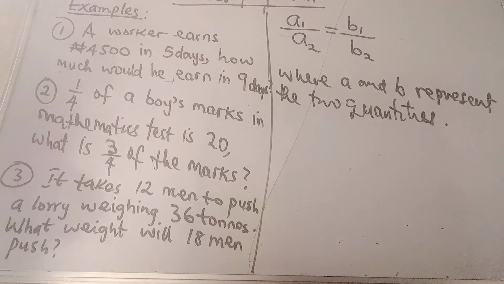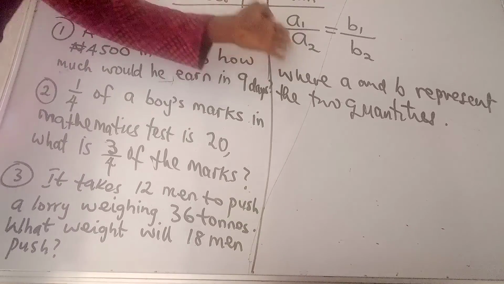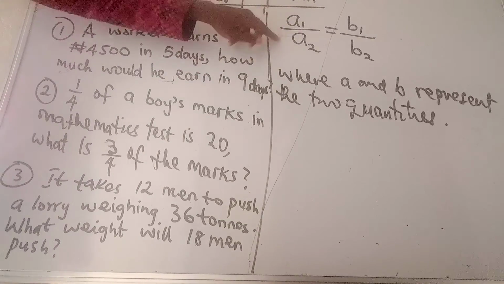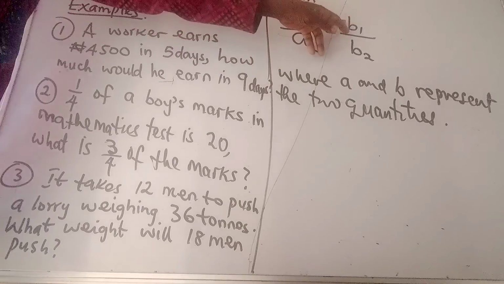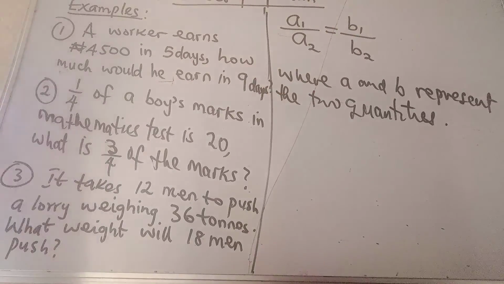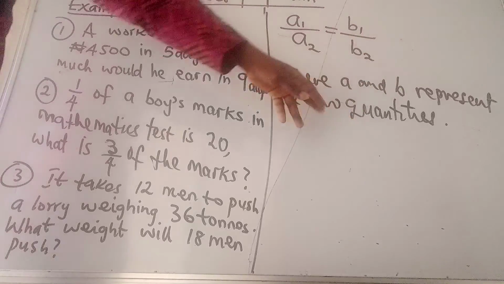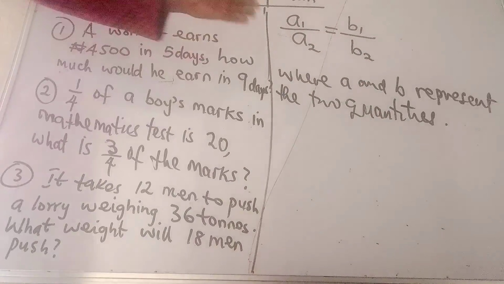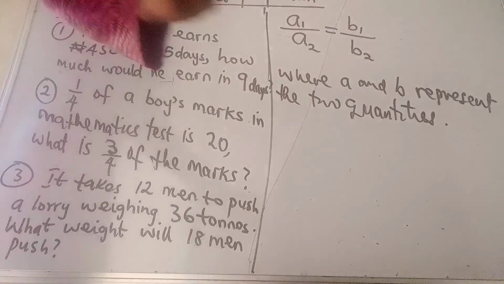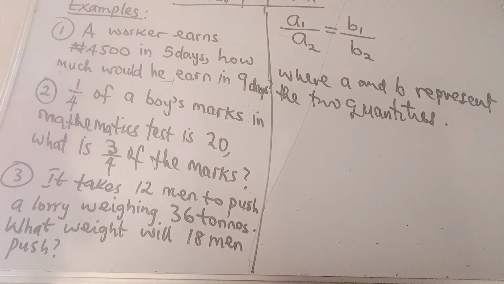But there is a formula I established for direct proportion, and that is what you are seeing here. A1 over A2 equals B1 over B2, where A and B represent the two quantities, and 1 and 2 mean initial and final given values. Okay, let's go to the first question.